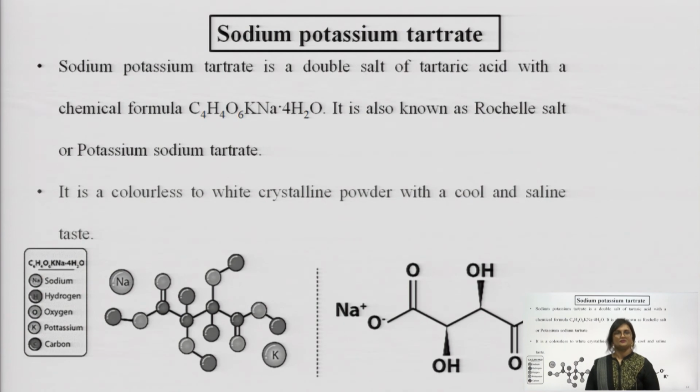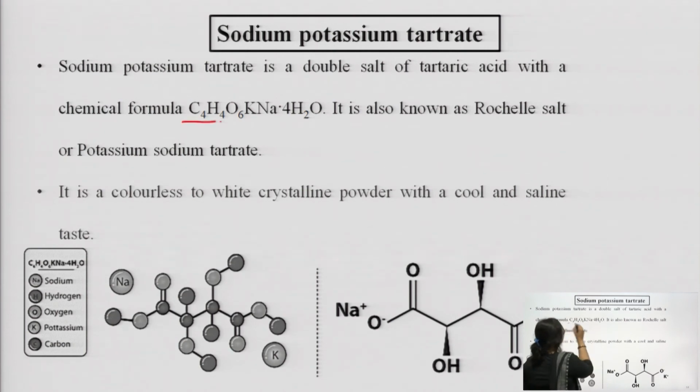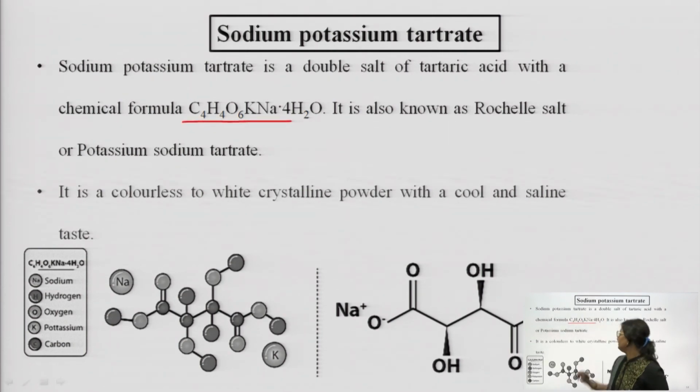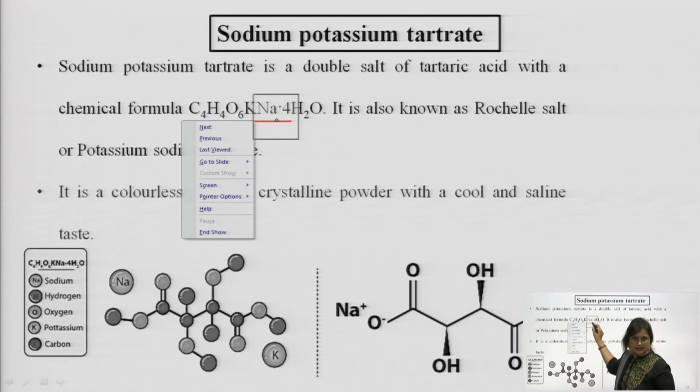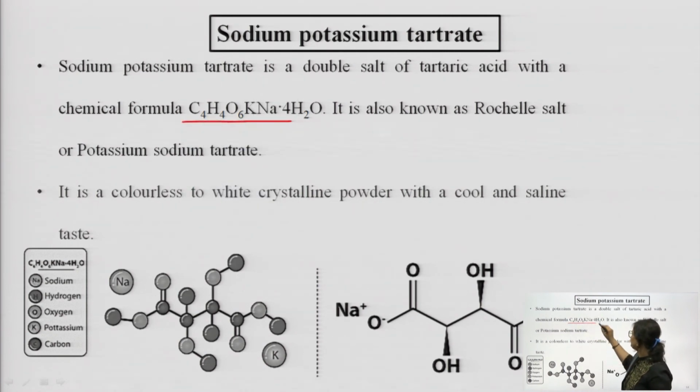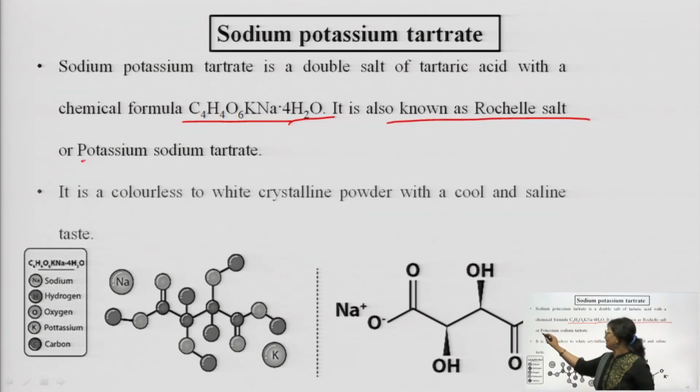potassium tartarate. Sodium potassium tartarate belongs to the category of emetics. It is a double salt of tartaric acid. It has a chemical formula of C4H4O6KNa·4H2O. It is also known as Rochelle's salt or potassium sodium tartarate.